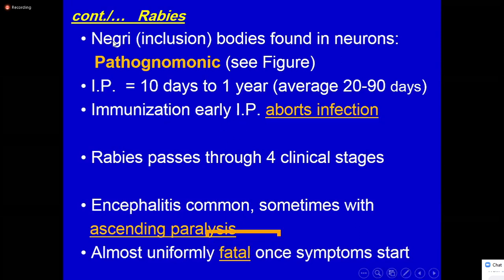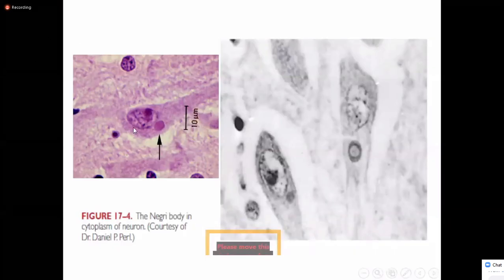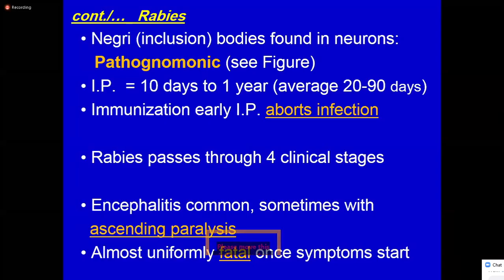Now, how do we detect that the cells are infected? There is what is called a Negri or inclusion body found in the neuron. This is pathognomonic. What does pathognomonic mean? Diagnostic. This is the Negri body, in the cytoplasm of a neuron. This is the Negri body. Okay? This is pathognomonic. Once you see it in a neuron cell, you say this is rabies infection.